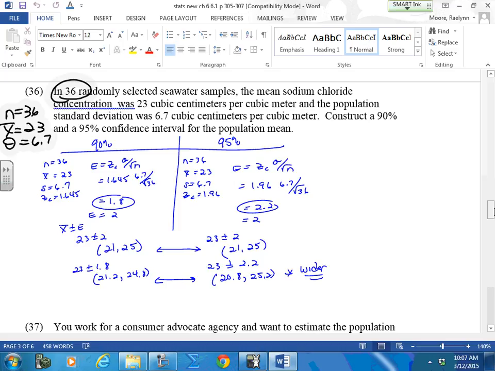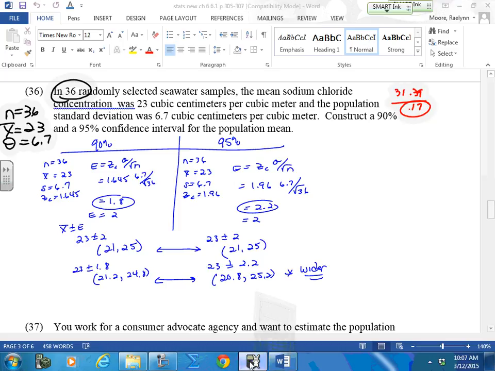Okay, we're going to construct a 90 and a 95% confidence interval. We want to see what happens to the interval as the level of confidence increases. What should happen to your interval? Wider. Good. So let's see if that happens. Your calculator is great for this. Because you put this information in, you just change your confidence level, you look at this. So you can do this in a flash in your calculator.